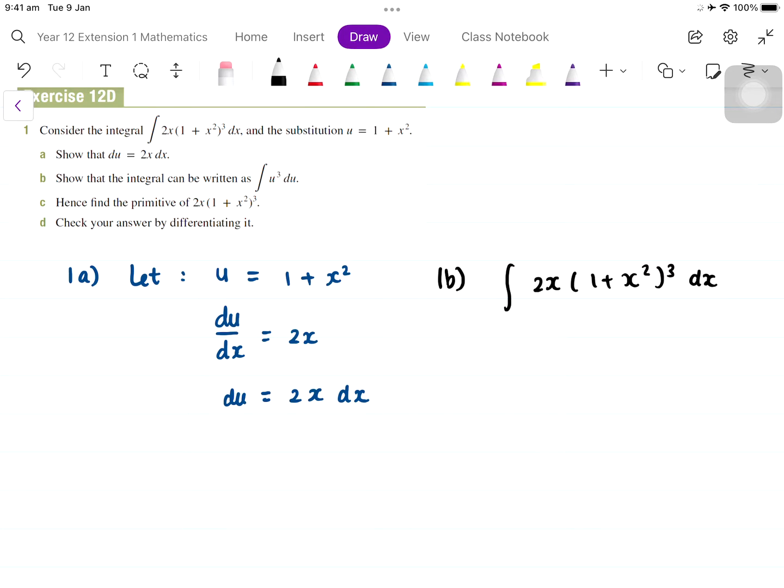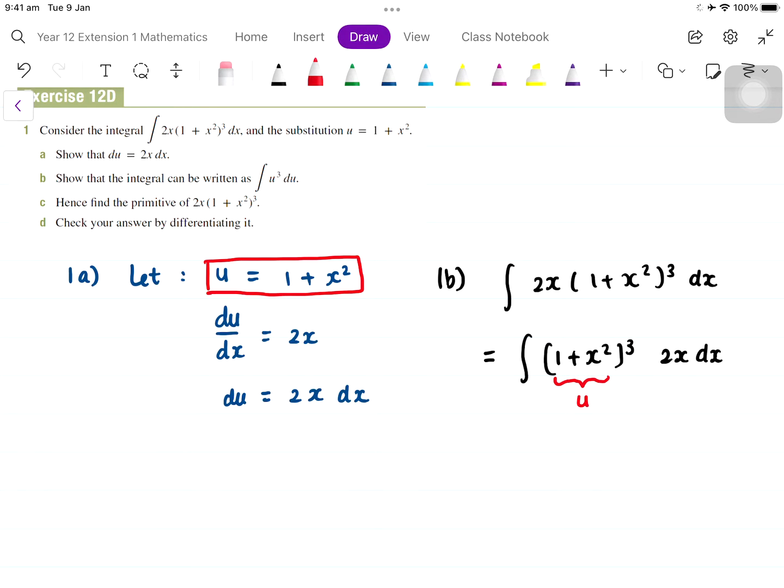This time I'm going to rearrange the terms so that we can use the information that we got from our previous work. So that will be (1 + x²)³ 2x dx. So this is still the same question, just rearranged in order. Can you see that? Now, from our previous work, we know that we let u be 1 plus x squared. So this whole thing, 1 plus x squared, will be just u.